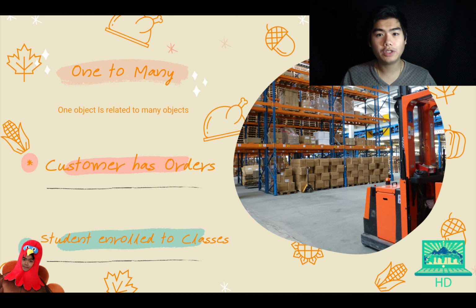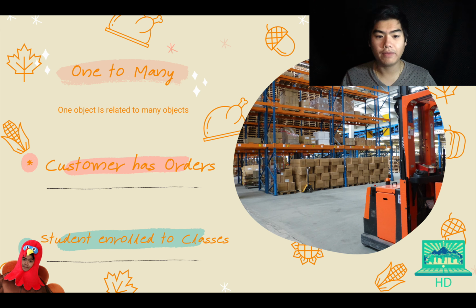The next association is a one-to-many relationship. And this is when one object is related to other objects. With this, you can see that customers has orders. The customer is only one customer, but orders, it could be one, it could be five, it could be 100, right? It could be many. So that's why it's a one-to-many relationship, one customer and many orders.